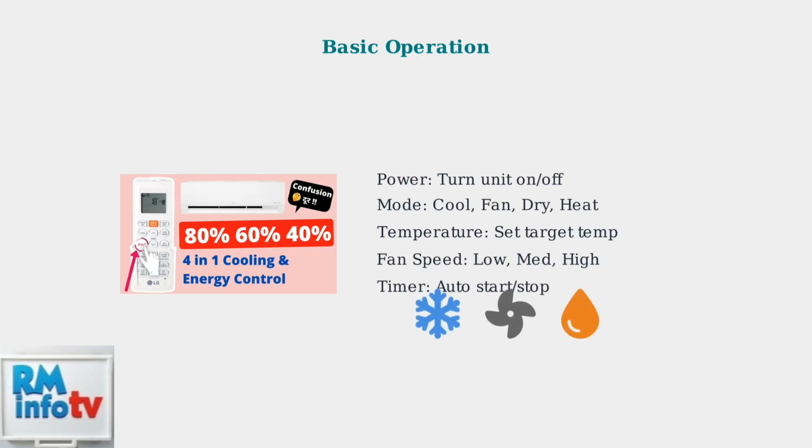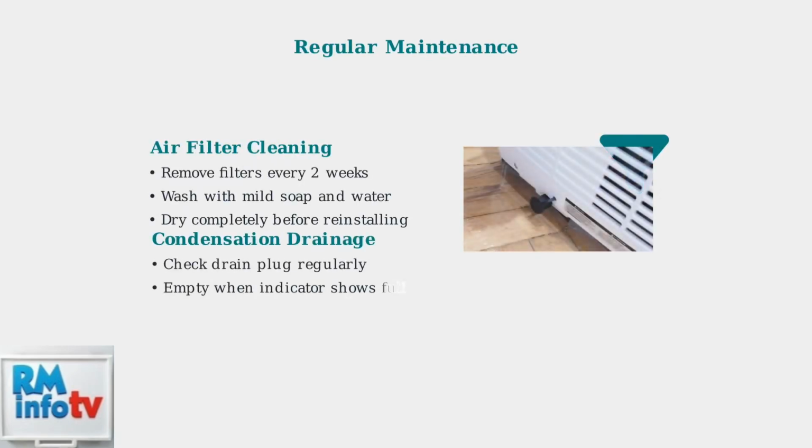Use the power button to turn the unit on, then select your desired cooling mode, set the target temperature, and adjust fan speed as needed. Regular maintenance ensures optimal performance and longevity. Clean the air filters every 2 weeks by removing them and washing with mild soap and water. Also, check and drain any accumulated condensation.